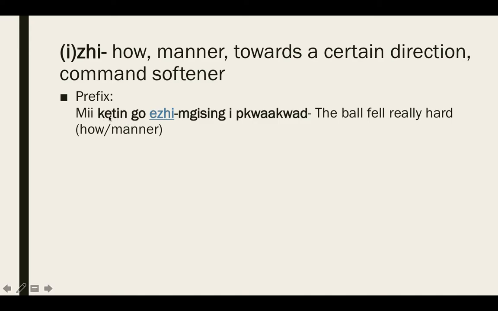It fell really hard, ketin. So that's like a hard impact. And so because we're talking about that, we need the relative root eje. And mi plus B form is usually the grammar pattern, but since we have the relative root here, it changes to C form with initial change. So we're talking about how hard the ball fell on the ground or whatever. So that's the how or the manner.